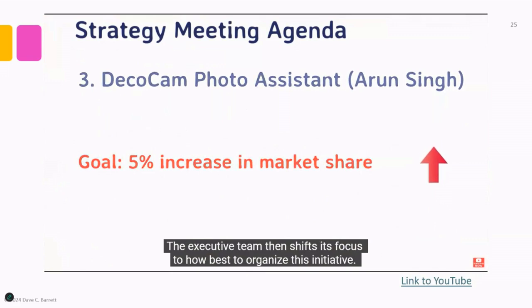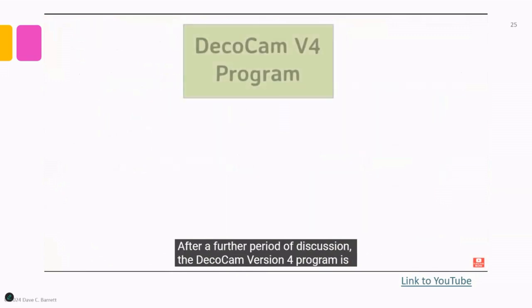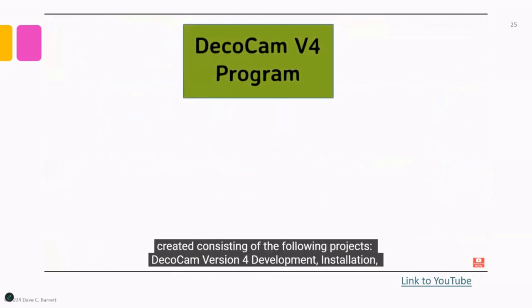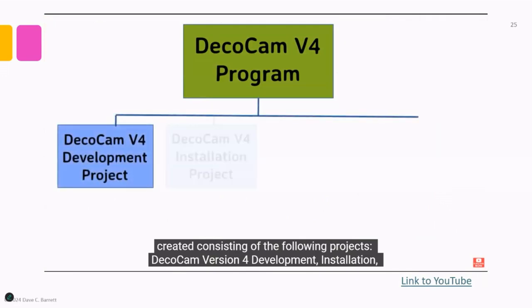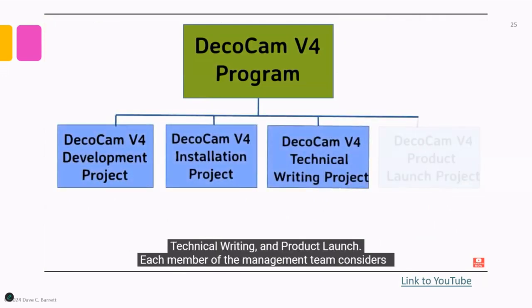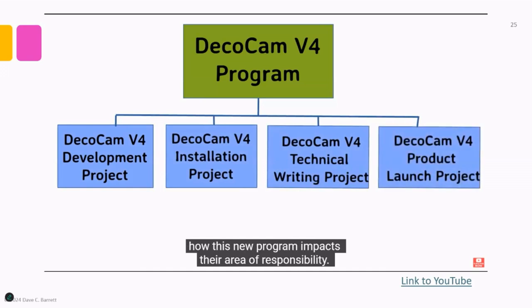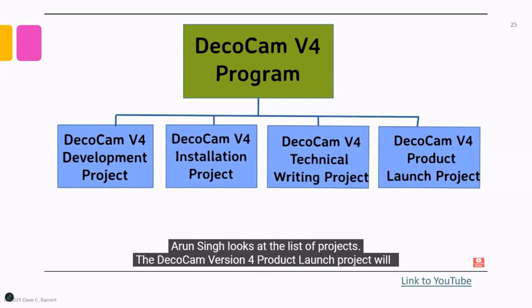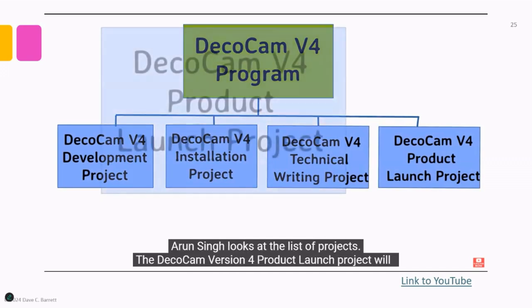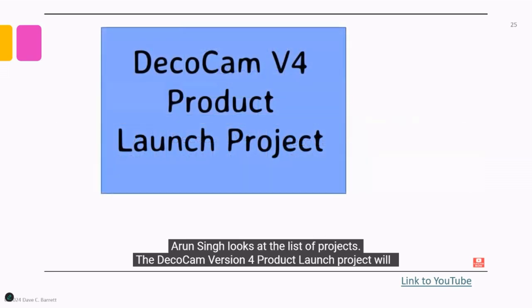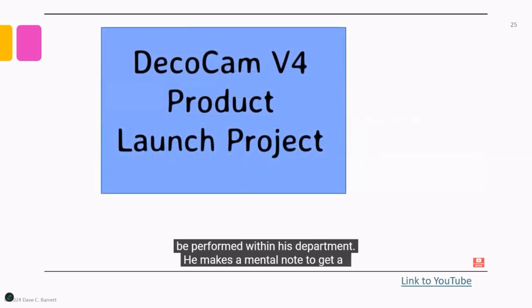After a further period of discussion, the DecoCam version 4 program is created, consisting of the following projects: DecoCam version 4 development, installation, technical writing, and product launch. Each member of the management team considers how this new program impacts their area of responsibility. Arun Singh looks at the list of projects. The DecoCam version 4 product launch project will be performed within his department. He makes a mental note to get a project manager assigned to this project as soon as possible.